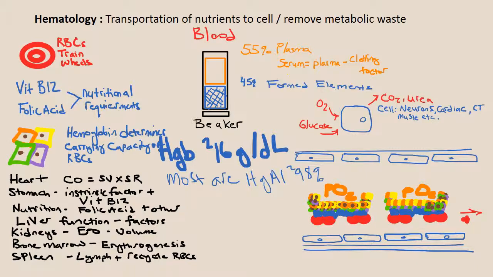As we said before, if you're able to spin the blood down, 55% is plasma and 45% is formed elements, which include red blood cells. The hematocrit is the number of red blood cells present in those formed elements. The percentage is usually 40%. We use that in determining the function of red blood cells. Hemoglobin is usually 16 grams per deciliter, and most is what is called hemoglobin A1. 98% is of that type, and we'll talk about when hemoglobin causes problems, like in sickle cell disease.